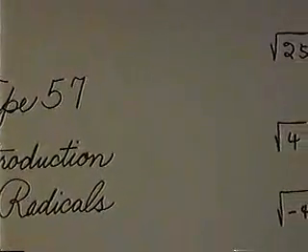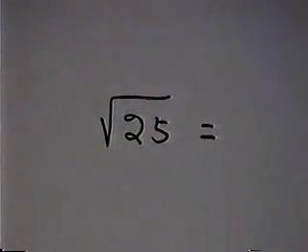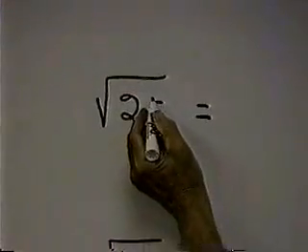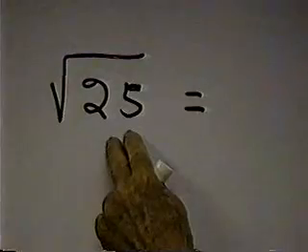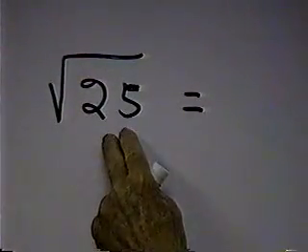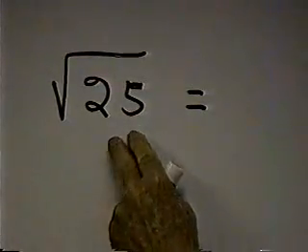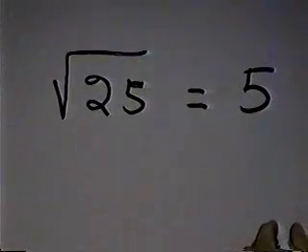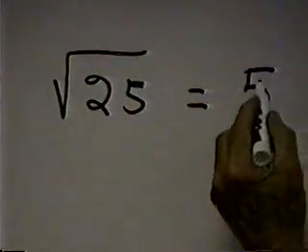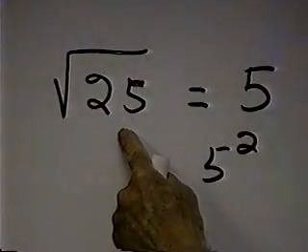Concepts of square root, cube roots, fourth root, and so on and so forth. So let's look at the first one here. The square root of 25. The square root says, what number times itself will give me 25? What times itself will give me 25? And the answer is 5, because 5 squared is equal to 25.